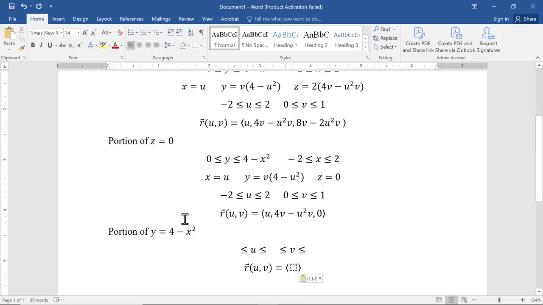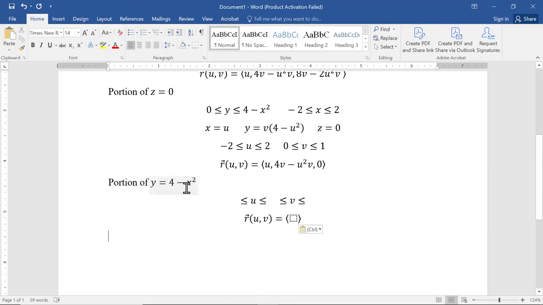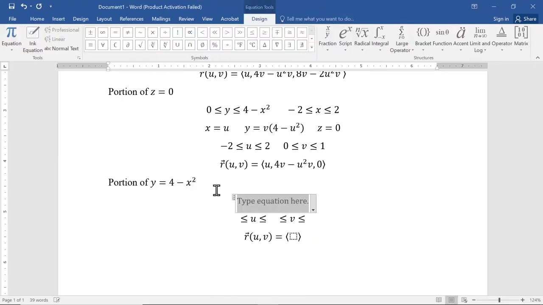Now the last portion is the portion of y equals 4 minus x squared. In this case, we're going to take the portion of that whose z values are between 0 and 2y, so my two surfaces, and because I have to have positive inputs, x values are also going to go from negative 2 to 2.